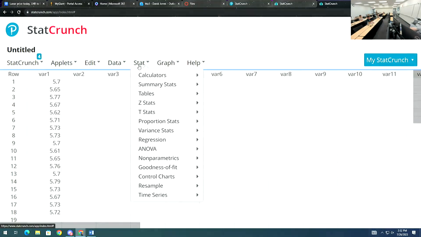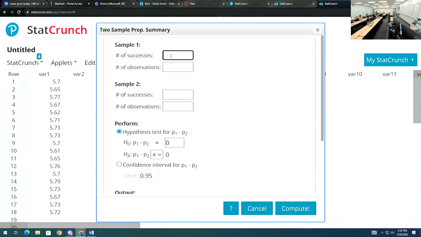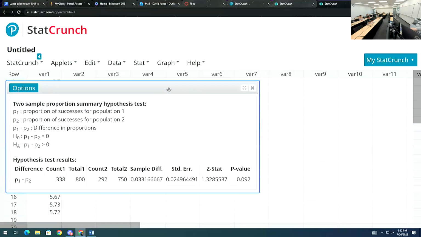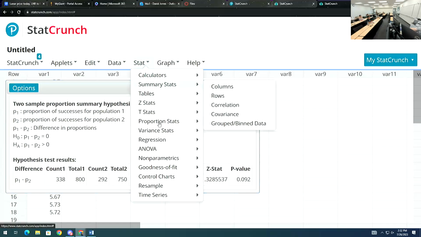So we are going to do Stats, Proportion Stats, 2 Sample with Summary. I said group 1 was 338 out of 800, and group 2 was 292 out of 750. And I want this one to be greater than. And we get our z-stat and our p-value. I'm going to show you what happens real quick while I have it up if we put them in the other order.